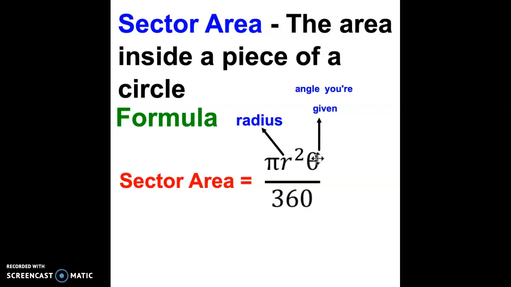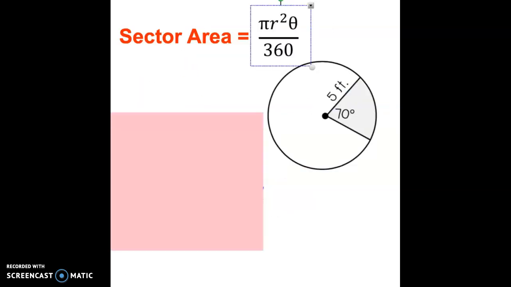So now we're going to look at an example of finding sector area. All right, we have a circle. We have our sector area formula, and we want to find the area of this shaded in piece. So remember, looking at it, again, a radius is the distance from the center of the circle to the perimeter. So this 5 feet here, that would be the radius. And theta is the angle that you're given. So here they tell us the angle of that sector is 70 degrees. So that would be our theta. So using that information, what would the first line of this formula look like if we substitute in those numbers? What is it going to look like?